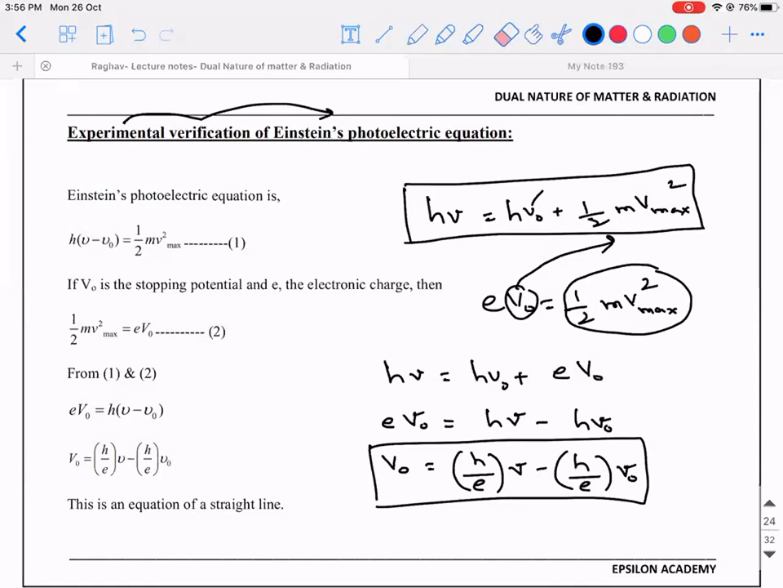If you get confused with nu naught and V naught, I would suggest you write it as f. Instead of nu, you can write it as h f is equal to h f naught plus e V naught. This is also accepted. Where f is the frequency of the light, f naught is the threshold frequency, V naught is the stopping potential. It's up to you.